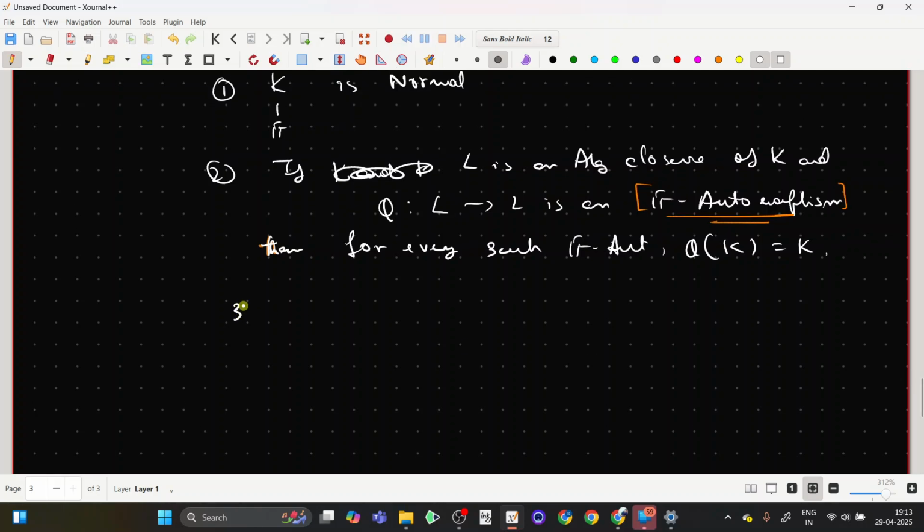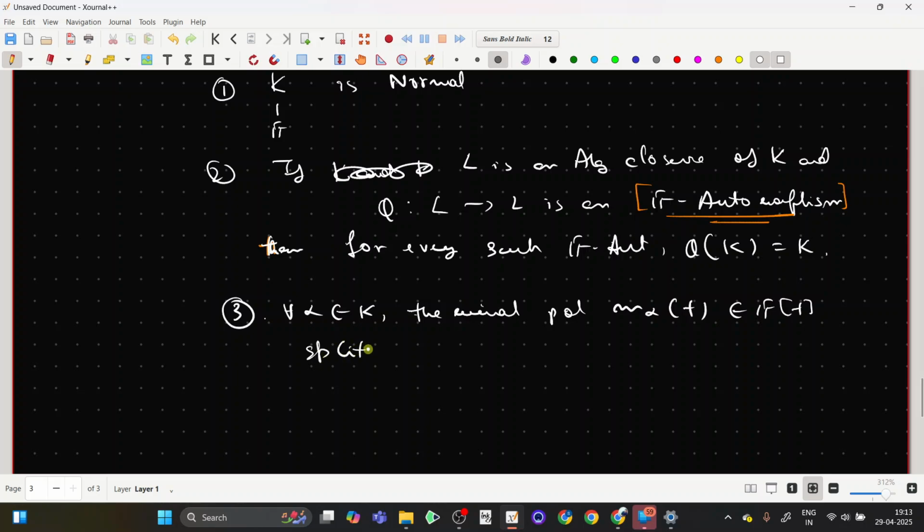And the third point actually brings us our observation that for all alpha in K, the minimal polynomial m alpha t in F[t] splits completely over K. Is it clear? Now say 3 implies 1 is immediate, right? So this is immediate, right?